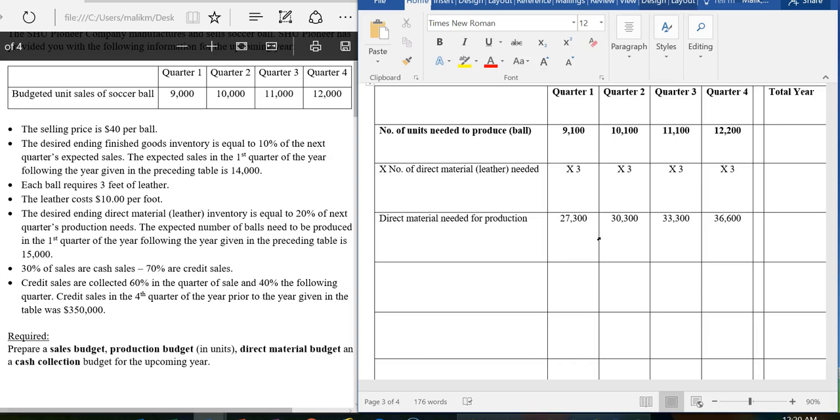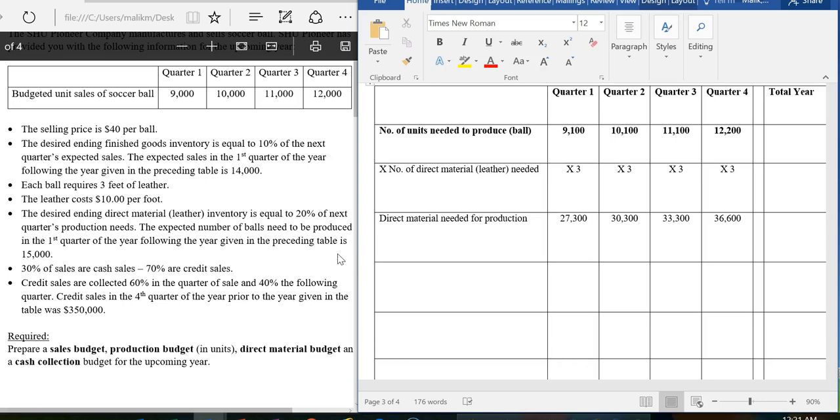Even for direct material, they will also try to keep some ending inventory, and they will have some beginning inventory. So let's take what's their ending inventory policy. It says that the desired ending direct material inventory is 20% of next quarter's production need. So whatever the next quarter's production need, they will always keep 20% of it as their desired ending inventory.